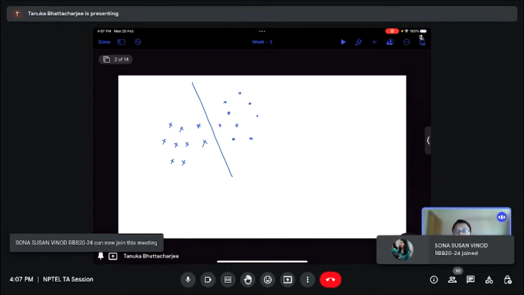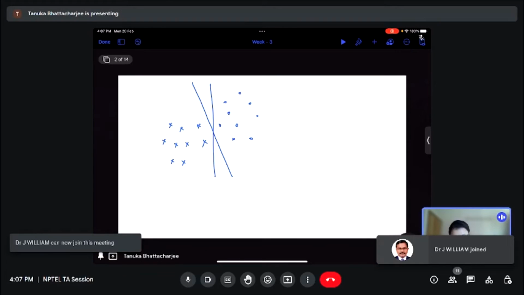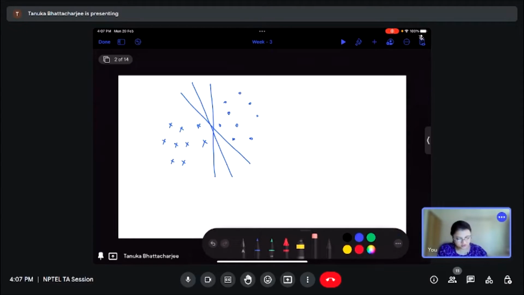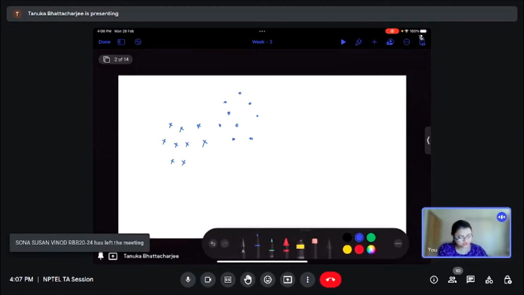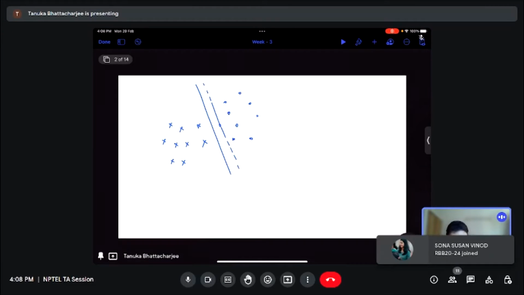Now there can be an infinite number of such surfaces that you can put between the two classes, right? This can be this one, or you can have something like this, you can have something like this. Any of these is a decision surface between the two classes, which is correctly classifying all the training data. But in case of SVM, we do not choose any such arbitrary decision surface. What we do is, we choose such a surface that maximizes the margin between the two classes.